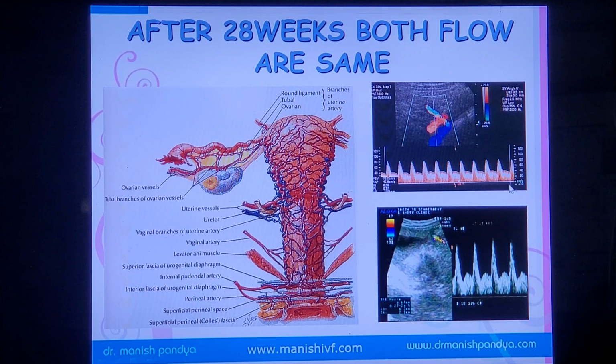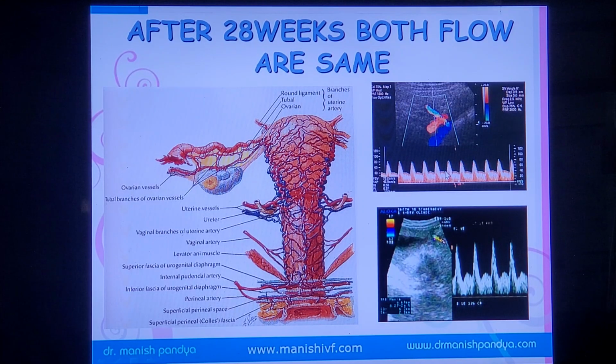Now there is a question. Is this uterine artery flow normal? Yes, it's normal. You see very good systole, very good diastole. So this Doppler should be eye-catching. Usually you don't have to look at the indices.